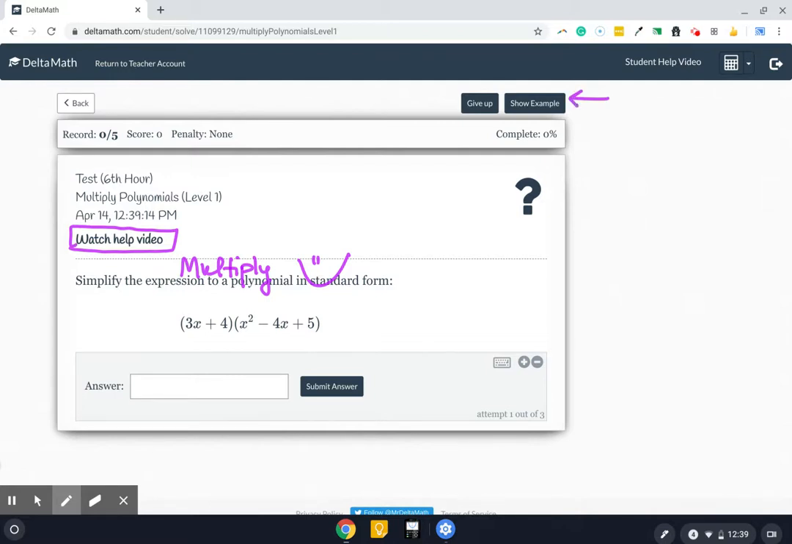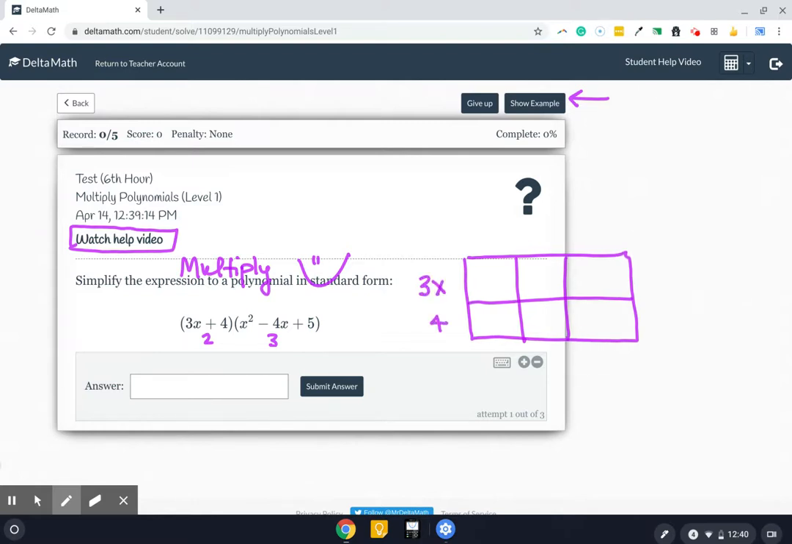In this box method problem, the first set of parentheses has 2 parts. The second set of parentheses has 3 parts. So my box will be 2 by 3. And because of the 2, I'm going to put 3x and 4 on that side. And the side with 3 will get the other parts. Okay, now I'm going to fill in each spot in the box.